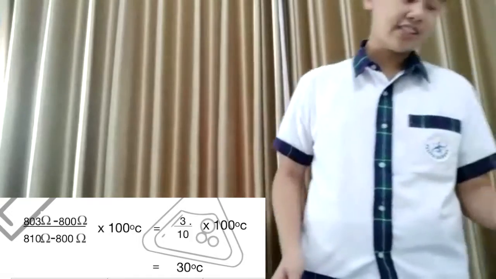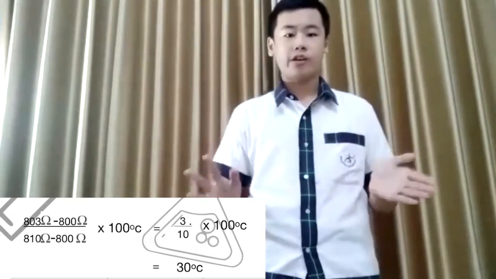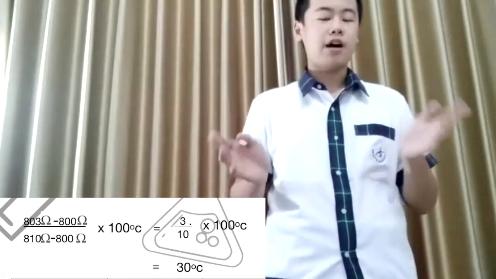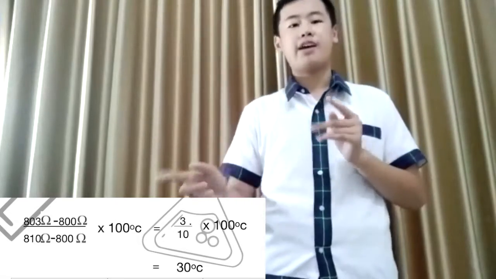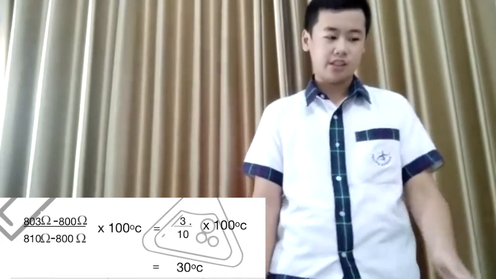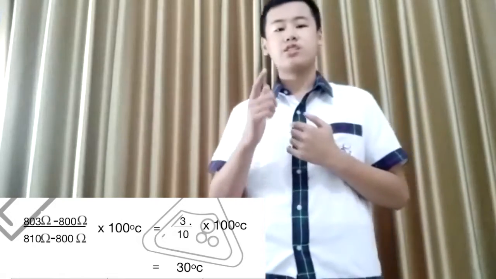So the solution is 803 ohm minus 800 ohm, the melting ice point, over 810 ohm, the steam point, minus the ice melting point, 800 ohm, times 100 Celsius, because we want to find it as a Celsius temperature. So we get 3/10 times 100 Celsius, which equals 30 degrees Celsius, right? So that was the first way to find the temperature, by using electric resistance.